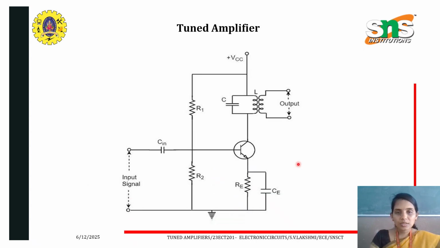So this is the circuit of a common emitter amplifier, where at the load we have inserted a tuned circuit, that is a parallel combination of L and C, and this is a BJT NPN. R1 and R2 are given as the voltage divider biasing, and the input signal is given to the base. To improve the stability, we have the emitter resistance included here, with the bypass capacitor CE. So this is a common emitter amplifier circuit with a tuned circuit L and C.